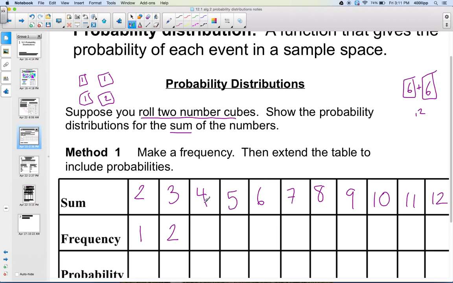If we want a sum of 4, we can roll a 1 and a 3, a 3 and a 1, and a 2 and a 2. So that's 3 different times. This will be 4 different, 5 different.